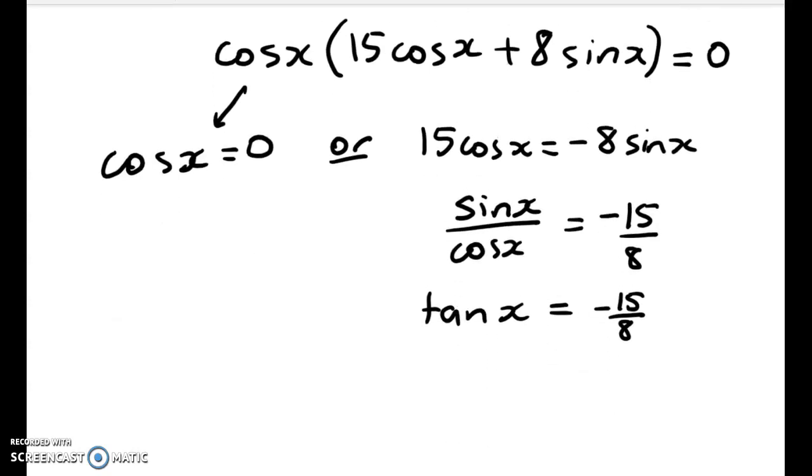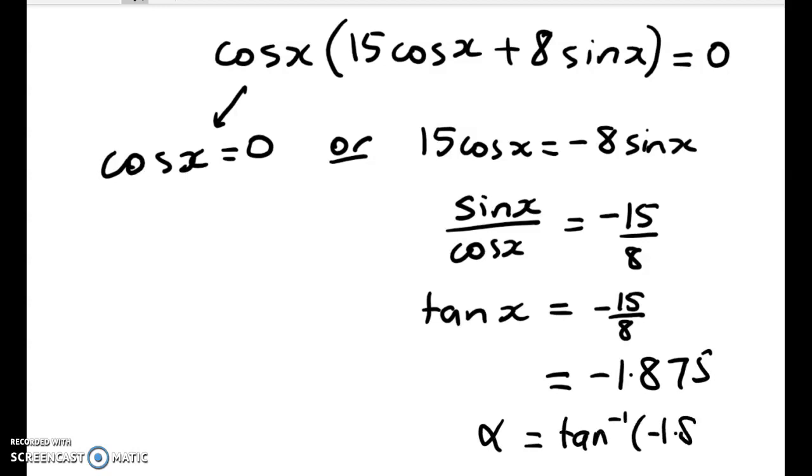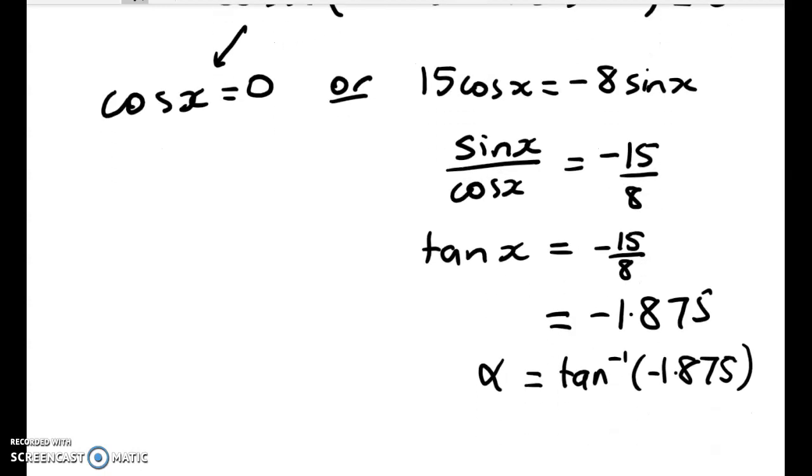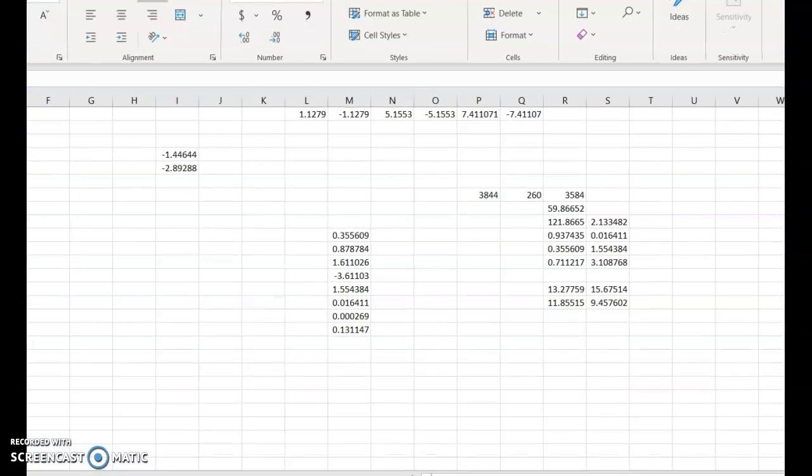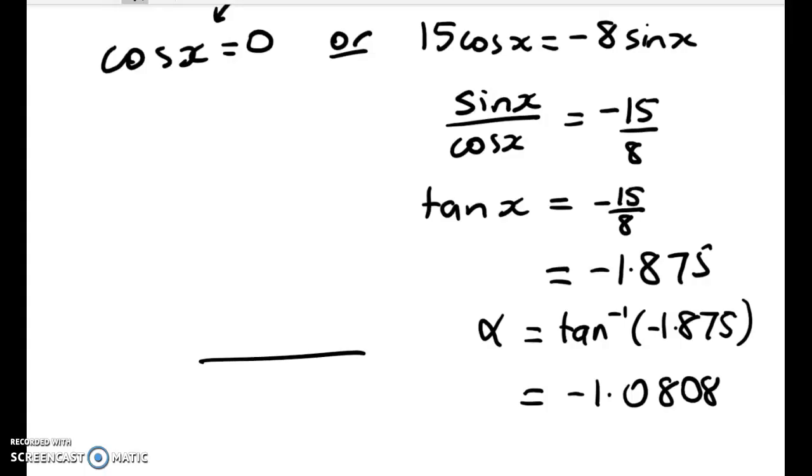Alright, so now from here it should be pretty easy. So this is tan of x is equal to negative 1.875. Alpha is equal to the angle whose tan is that. And that comes out as negative 1.0808. I think I'm just going to cheat and check my spreadsheet with all my calculations. Yep, that makes sense. Okay, and that fits with my tan graph, right? So we're looking at somewhere down about here.